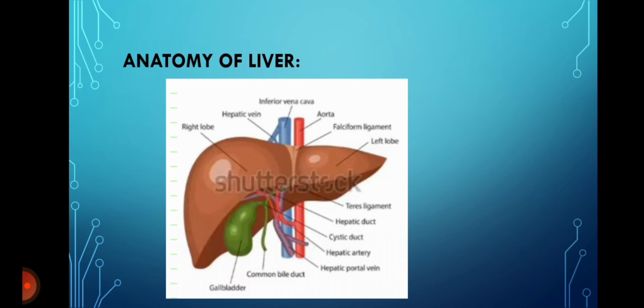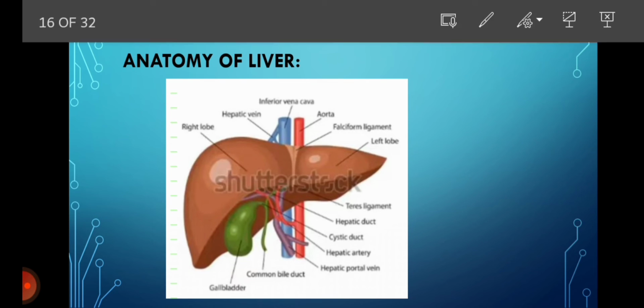Green colored balloon-like portion is gallbladder and next to that tubular portion is common bile duct. The tubular portion that connects the right lobe is called hepatic artery and violet color tubular portion is called hepatic portal vein.